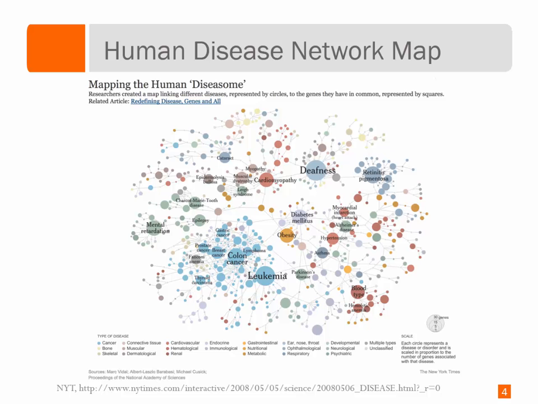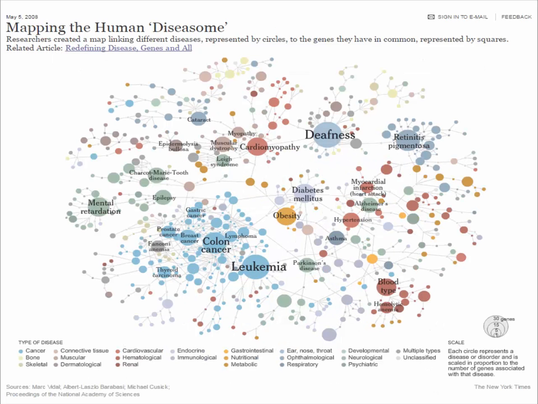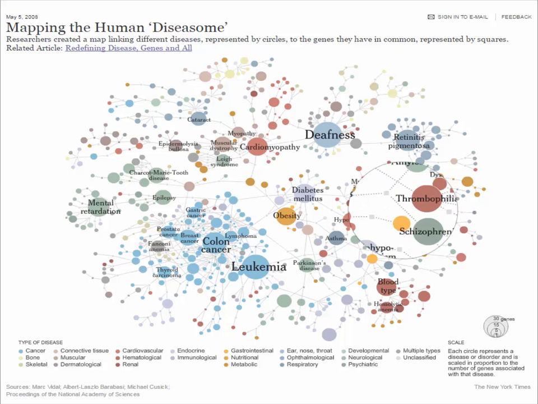So let's take a look at this from an interactive standpoint. Here we have the network visualization for mapping human diseases. As we discussed, researchers created a map linking the different diseases, represented by circles, to the genes they have in common. We have color coding of those, as well as an application of scale that represents the number of genes associated with that disease.